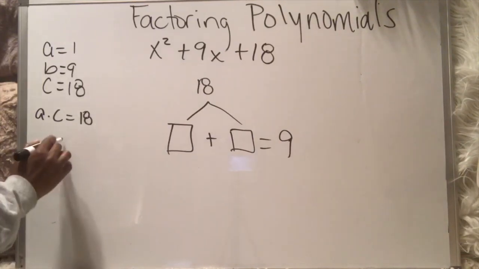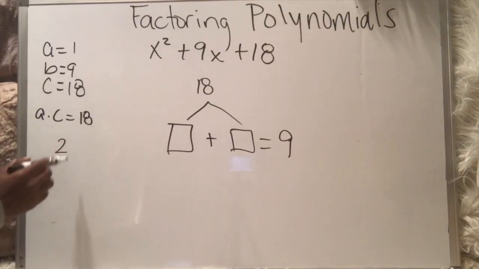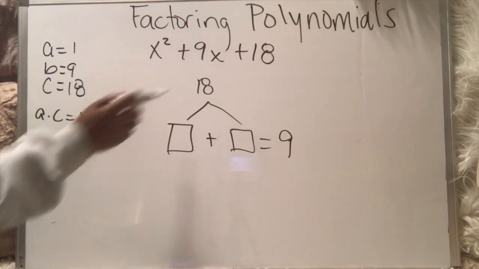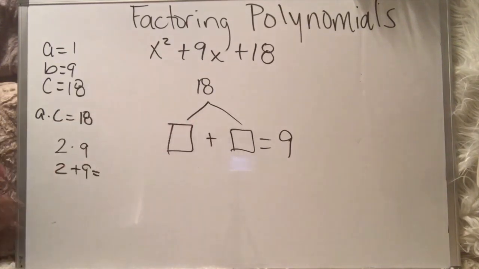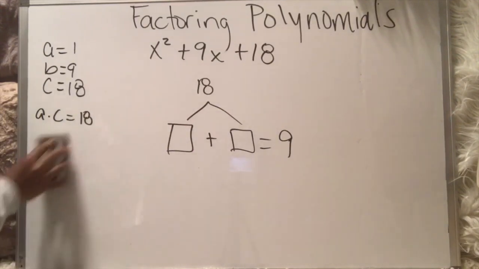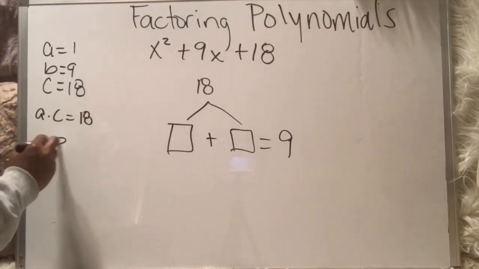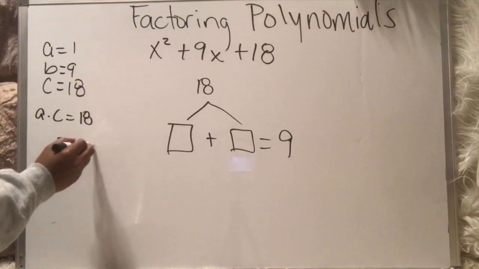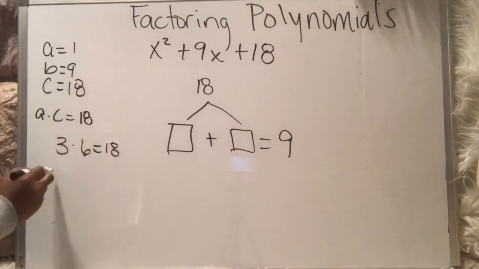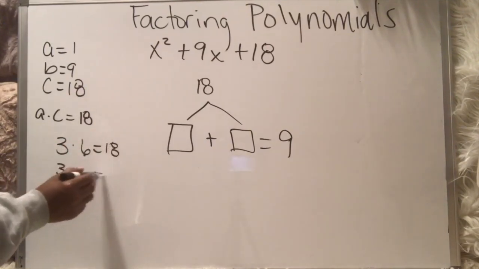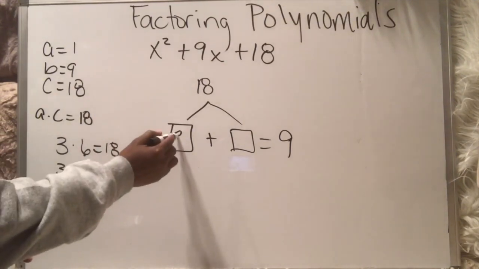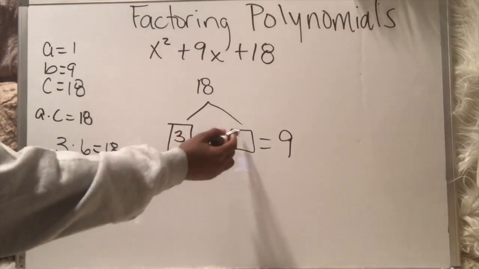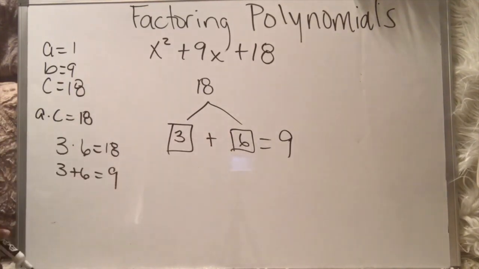Then I'll write down 2. 2 times 9 does give me 18, but it's not going to add to give me 9. So that is not a factor. 3. 3 times 6 does give me 18, and 3 plus 6 does give me 9. So I'm going to use those as factors. 3 and 6 are the numbers I'm going to use.